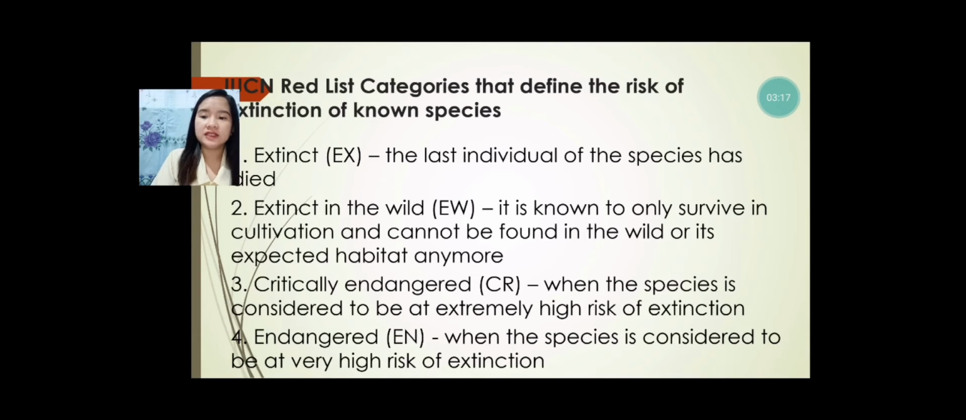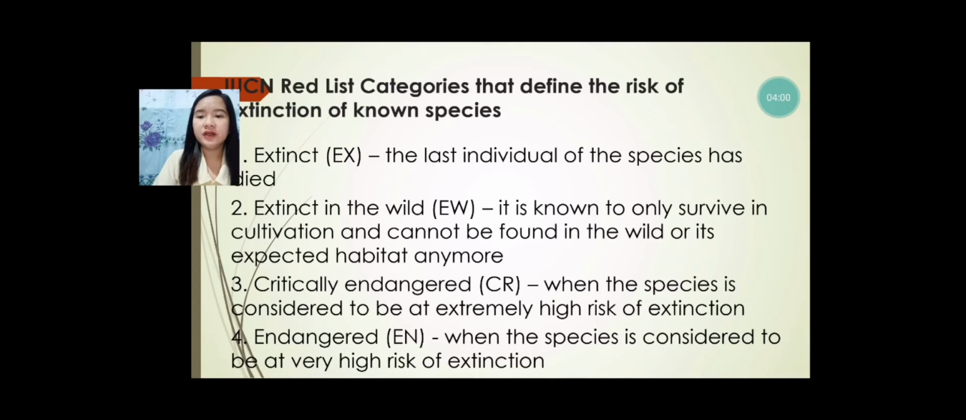Examples of this are the golden toad and the Japanese sea lion. Number 2 is extinct in the wild. It is known to only survive in cultivation and cannot be found in the wild or its expected habitat anymore. Examples are the Alagoas curassow and the Hawaiian crow. Number 3 is critically endangered, when the species is considered to be at extremely high risk of extinction. Examples are the Philippine eagle and the tamaraw.